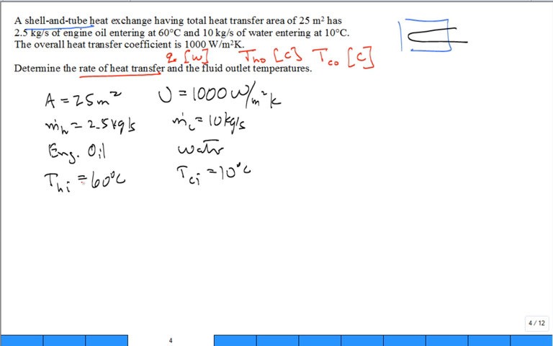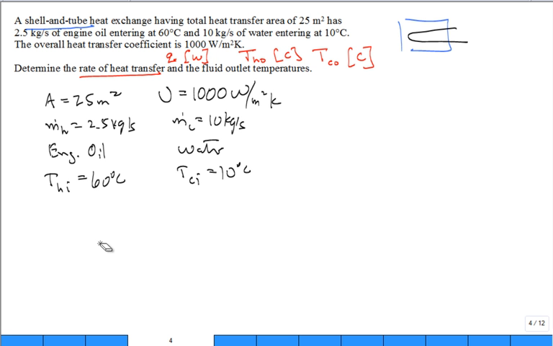Okay. Are you given the temperature hot out? No, that's what you're asked for. Temperature cold out? No, that's what you're asked for. Basically, you need to use the effectiveness NTU method. You solve a few of these problems. That's the strategy here. We're going to use the effectiveness NTU method.